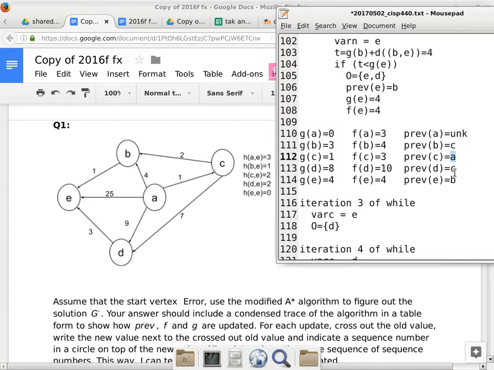Is that okay? And that's also exactly why we have to keep track of previous, because otherwise you can find the cost of the shortest path, but you won't know exactly what edges you have to go through in the shortest path. Is that making any sense? Okay? All right, so I forgot about that part.